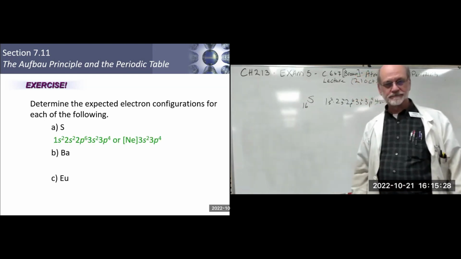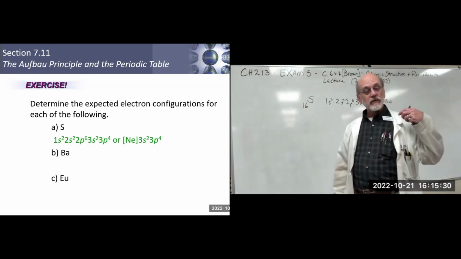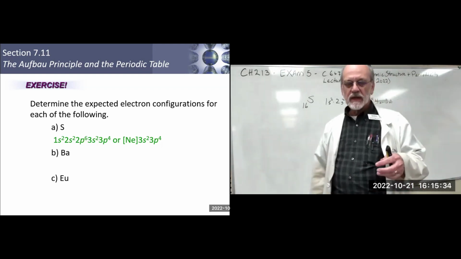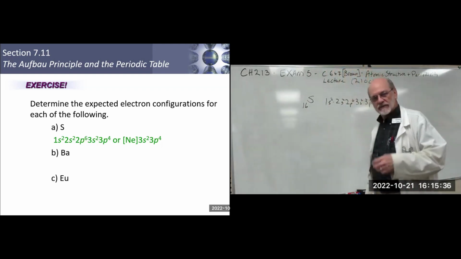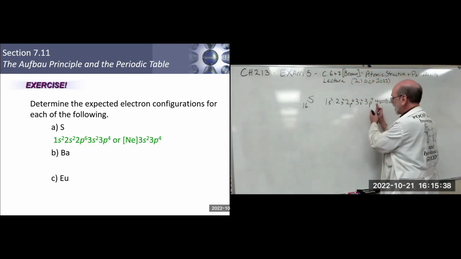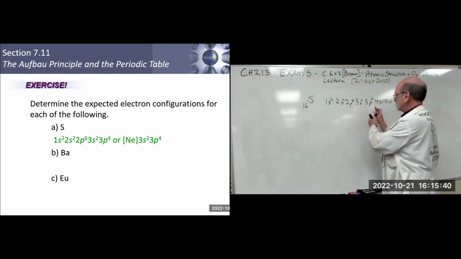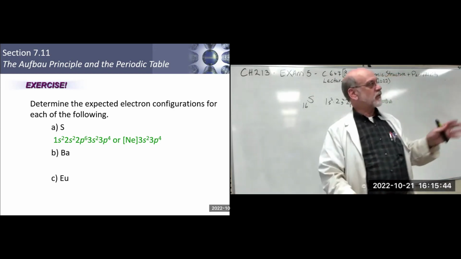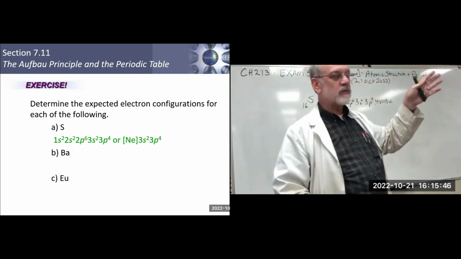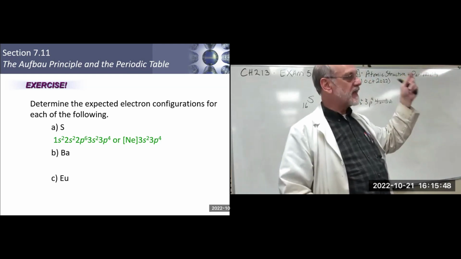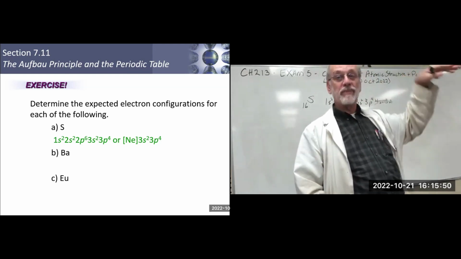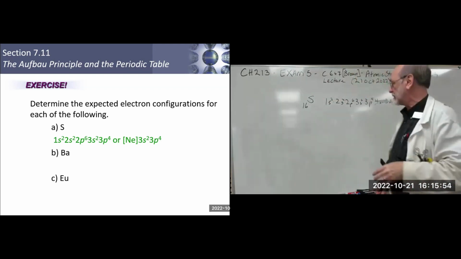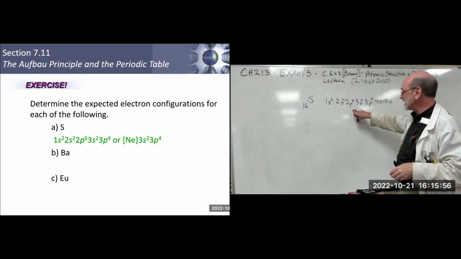That's sulfur. We can even write it shorthand. Notice that if you back up 6 positions from sulfur, you go backwards: sulfur, phosphorus, silicon, aluminum, magnesium, sodium, and then you wrap up to the next complete shell, you get neon. This is complete.